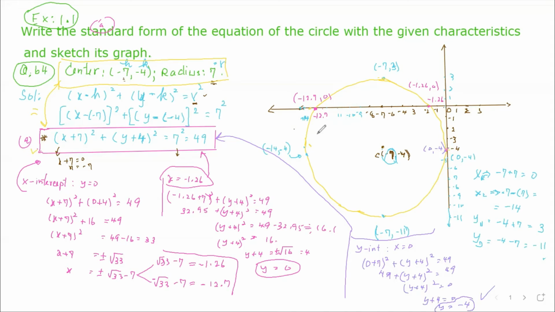Okay, so that's how to find the x-intercept and y-intercept for the circle. But this one takes a bit of time. I just want to let you know how to get the x-intercept and y-intercept, no matter whether it is linear, parabola, or circle. But the circle takes time to do if the center is not zero, right? The center is at -7 and -4.